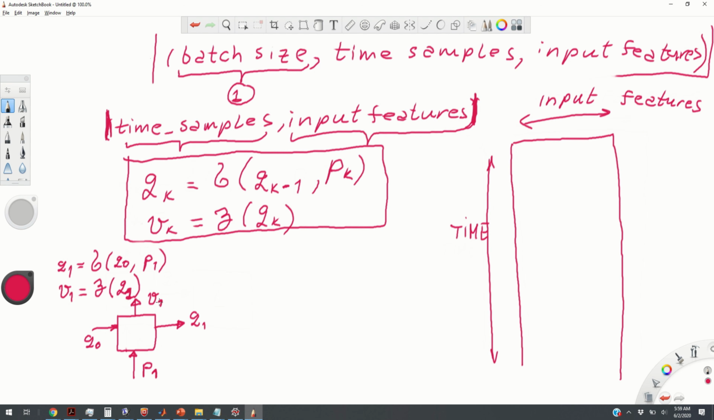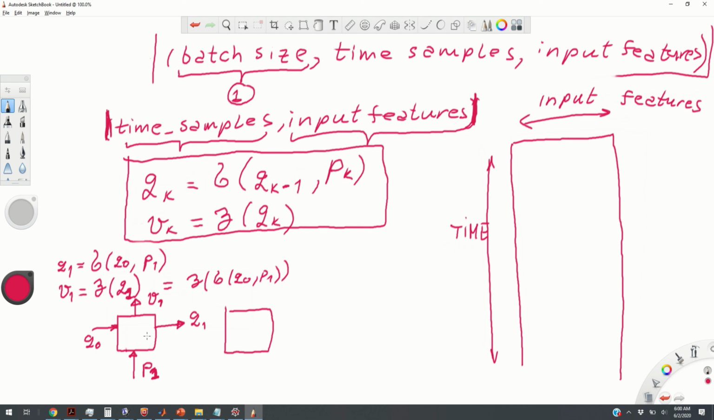This output will implicitly depend, through this equation, on Q0 and P1. If you just substitute this equation, this will be beta of sigma Q0 P1. So V1 will implicitly depend on Q0 and P1. This is how things are propagated.